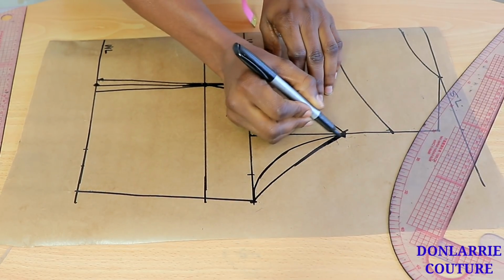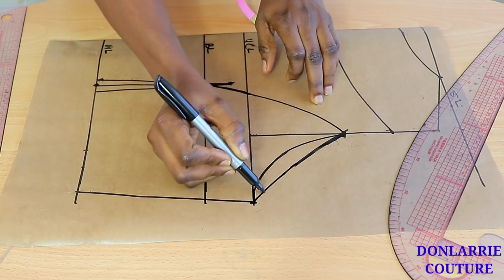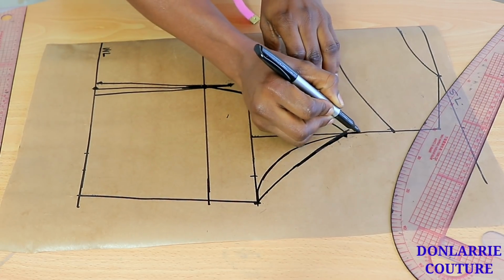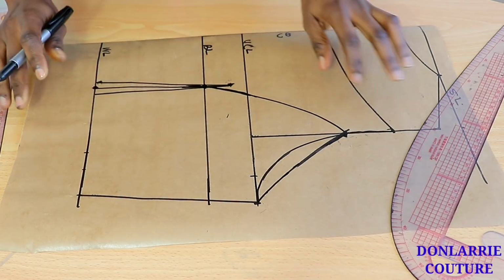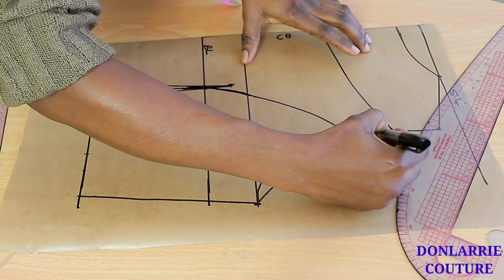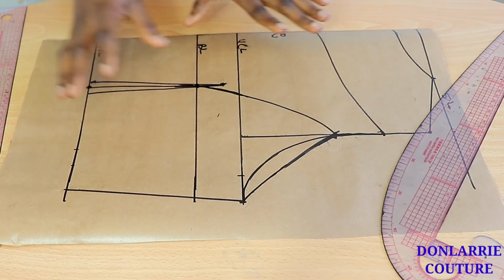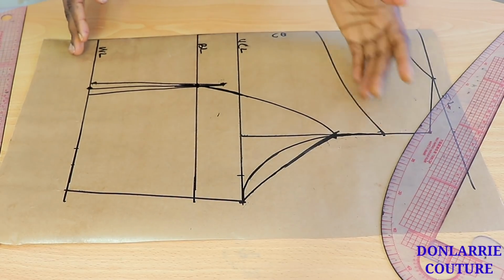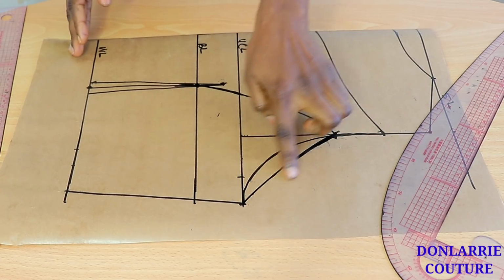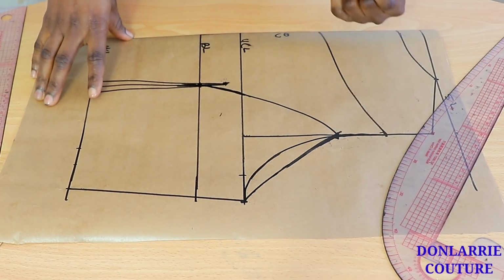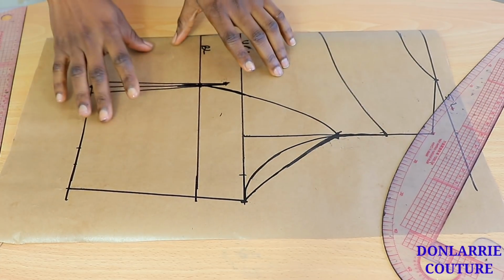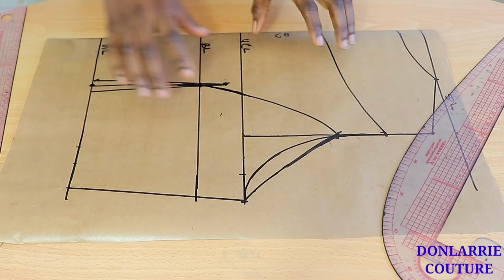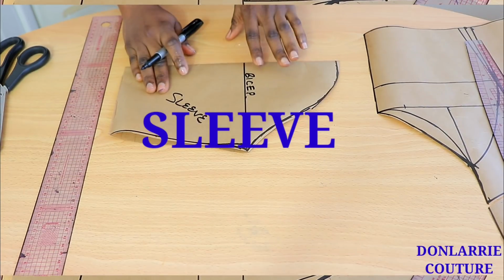So this is what the back armhole curve will look like. So like this, and this is what you will have for the back. So once you've done this, then you can go ahead and add your seam allowance to the waistline, to the neckline, and also to the armhole. So you can also do that on the fabric. So I will be cutting this out now, then I will show you how to draft the sleeve.